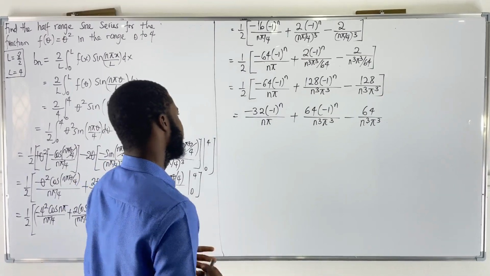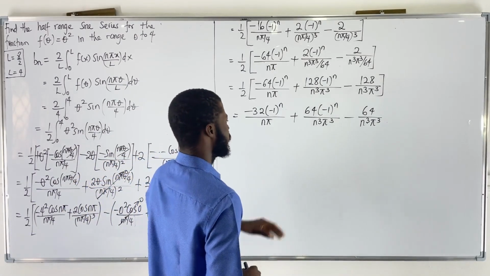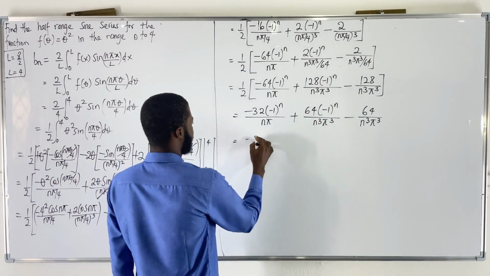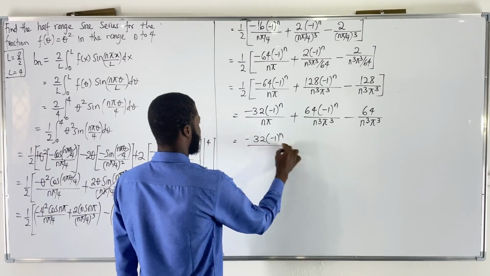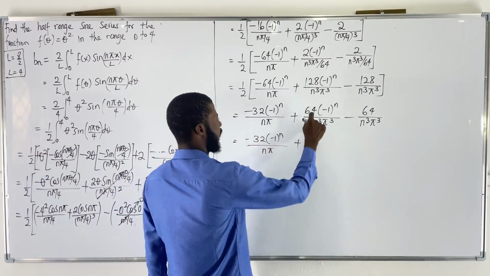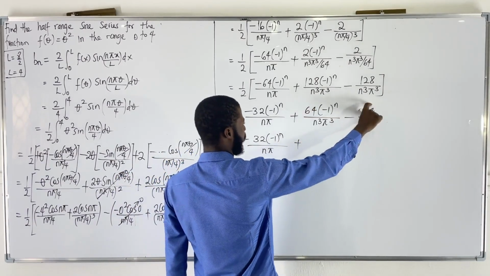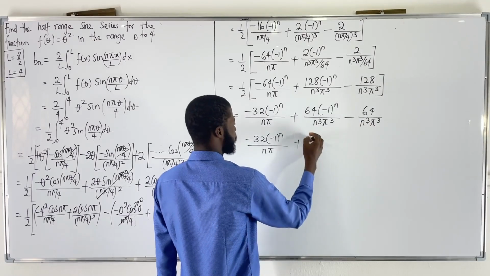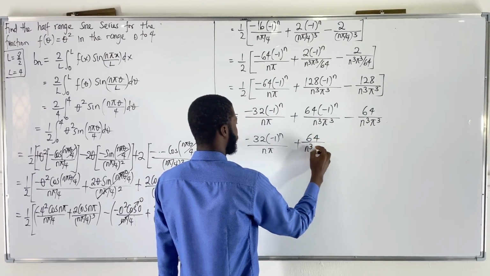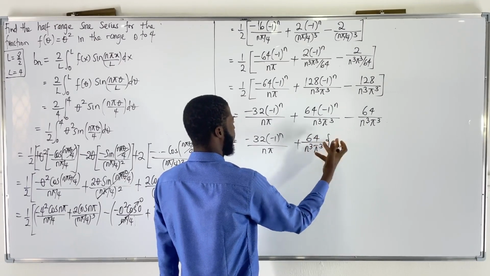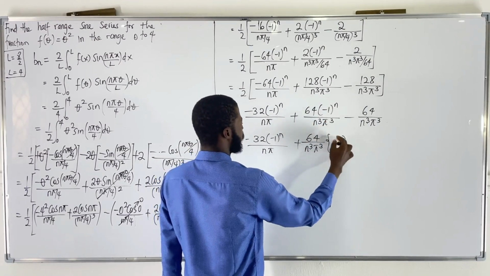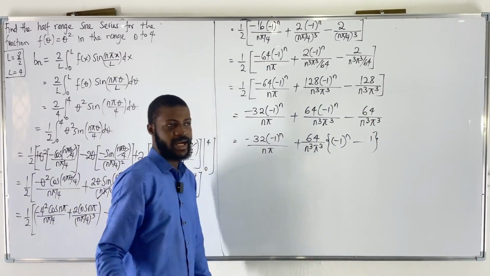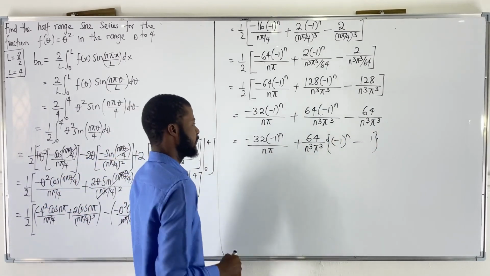Okay. I do not want to factorize, so I'm going to leave this part like this. So this will become minus 32 into minus 1 to the n divided by n pi plus, I have 64 and 64. I have n cubed pi cubed and n cubed pi cubed. So I could factorize that out. So this is 64 divided by n cubed pi cubed into, what will be left will then become this, minus 1 to the power of n minus everything here will just be 1. Since I am factorizing, that's what I'm going to get.